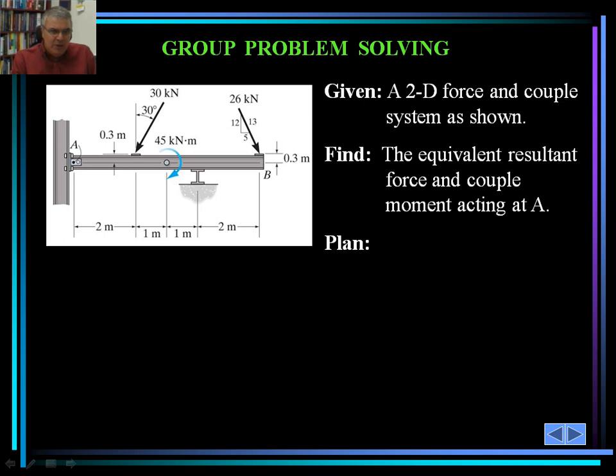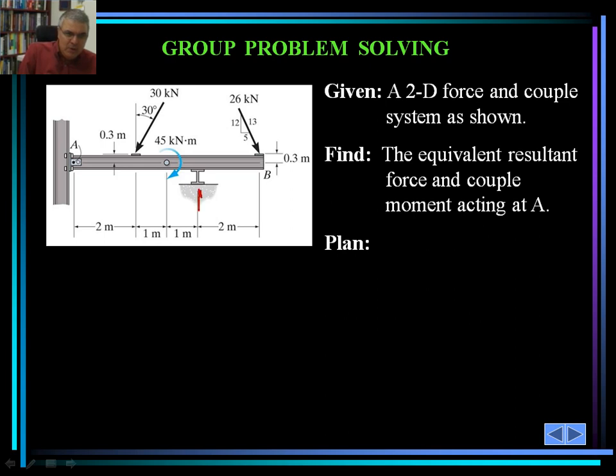As you can see, there's a 26 kilonewton and a 30 kilonewton force. The angle is shown for one of them by the angle itself, and for the other by the triangle, the 5, 12, 13 ratio triangle. The distance from the center line of the beam is 0.3 meter, and that's also shown here.